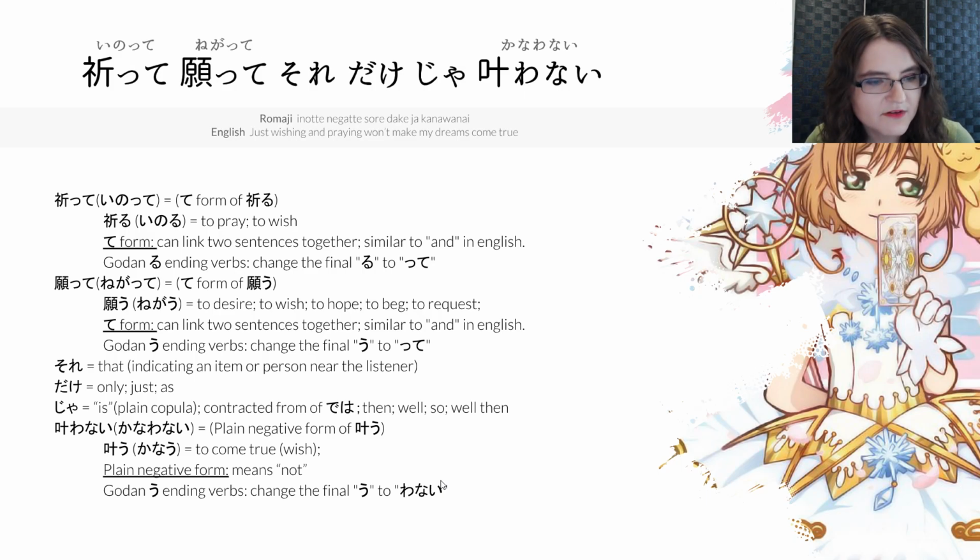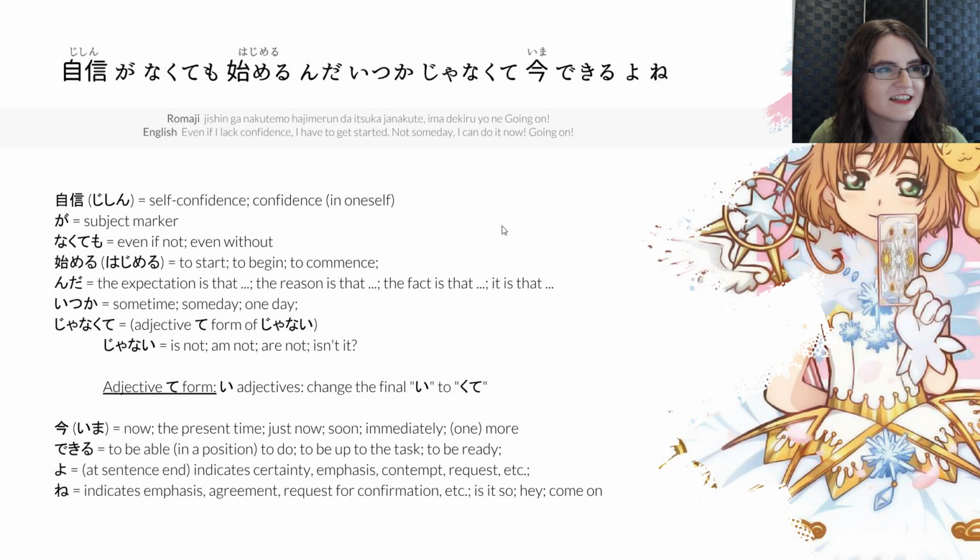So kanau becomes kanawanai. So it will not come true. It's like just by hoping and praying and wishing, your dreams won't come true. You gotta do something. It's like a really good advice song.